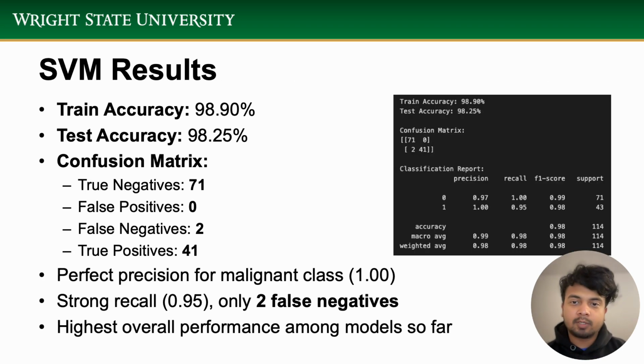Now looking at the results of SVM, it performed exceptionally well on this dataset. It achieved a test accuracy of 98.25%, which is the highest among all the models we have seen so far. The confusion matrix shows 71 true negatives and 41 true positives with 0 false positives, meaning the model never incorrectly predicted a benign tumor as malignant. This is an excellent outcome. There were only two false negatives, which is very low and critical for cancer detection. The precision for the malignant class is perfect at 1, indicating that whenever the model predicts cancer, it's almost always correct. Overall, SVM is one of the strongest models in our entire pipeline.